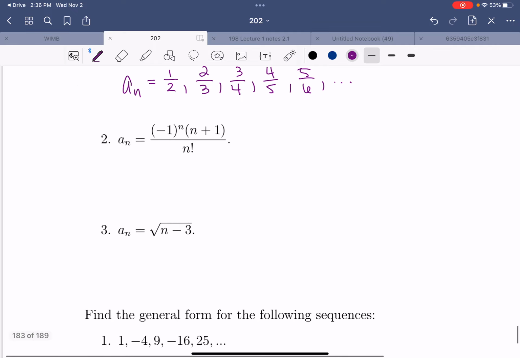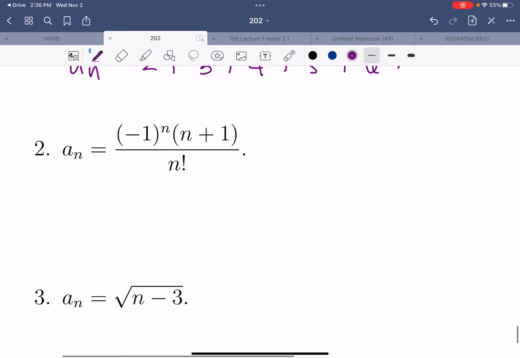Okay, some other sequences that are common that pop up: you get -1 to the n. -1 to the n is the sequence that allows things to alternate, right? Because when n is an odd number, then you get -1 an odd number of times, which means your value is -1. But if n is even, you have an even number of -1s, and they cancel each other out to be a positive one. So starting with your first one being negative, they're going to alternate back and forth.